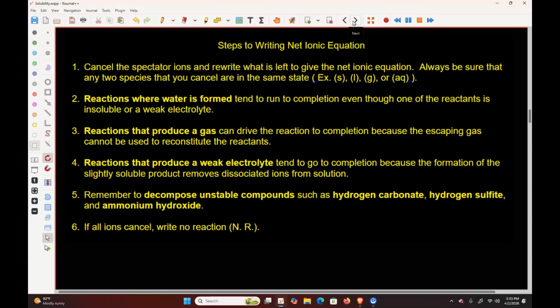For example, hydrogen carbonate will break apart into water and carbon dioxide gas. Hydrogen sulfide will break down into water and sulfur dioxide. And ammonium hydroxide will decompose into water and ammonia. If all ions cancel, then write no reaction for that example.